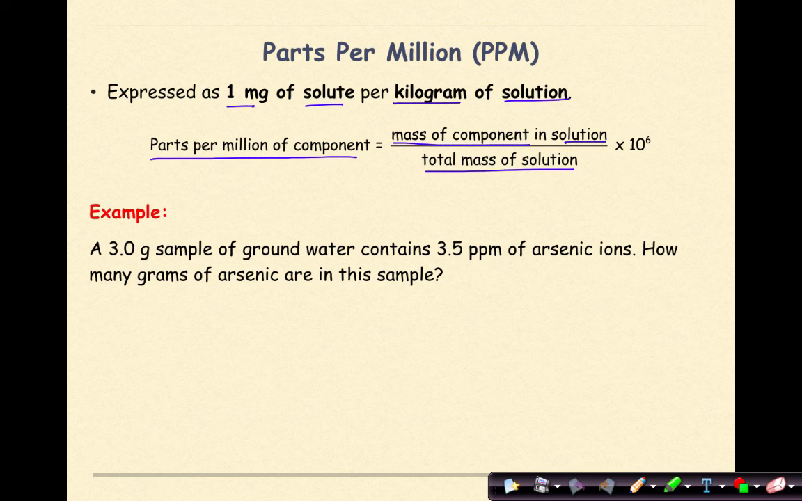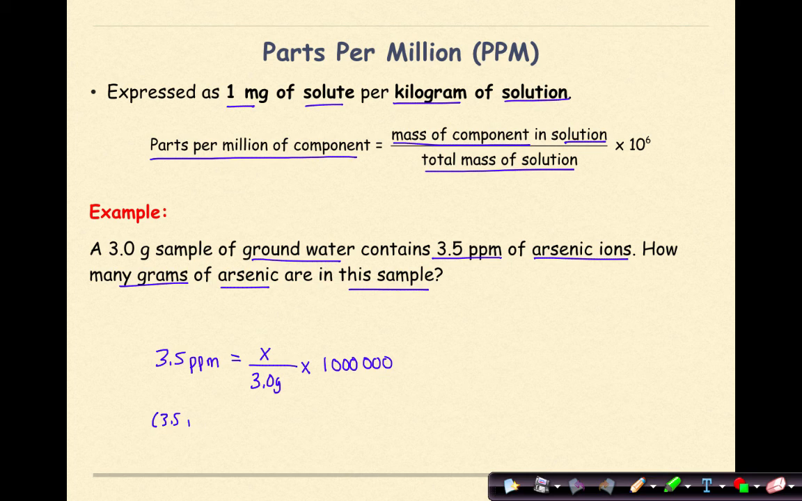A 3-gram sample of groundwater contains 3.5 parts per million of arsenic ions. How many grams of arsenic are in this sample? So they give us the parts per million of the component, which is 3.5 parts per million. And that's going to equal the mass of the component in the solution, which we're going to solve for, over the total mass of the solution, which they tell us is 3.0 grams, times 10 to the 6th, which is really just a million.